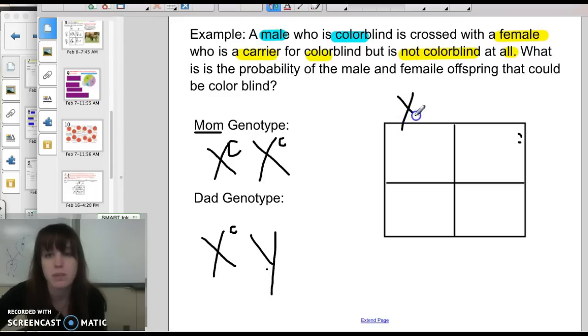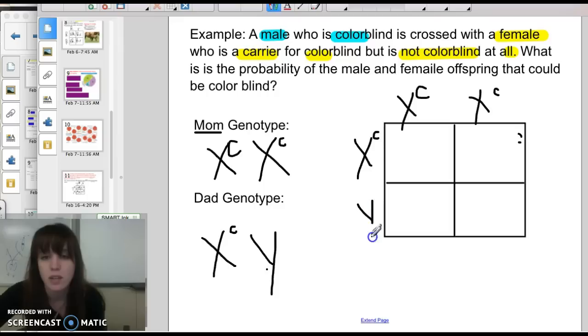So let's see what their children might be. Okay, so we'll put mom on top, dominant, the recessive, carrier. Dad is colorblind. Remember, we don't draw anything on the Y because it's sex linked. It's linked to the X chromosome.